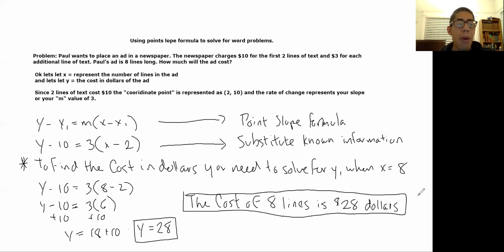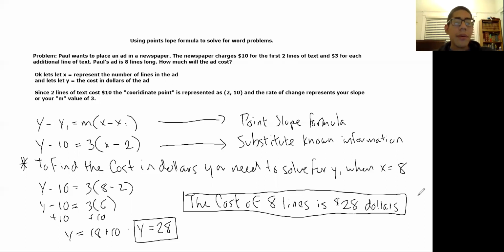So, problem. Paul wants to place an ad in a newspaper. The newspaper charges $10 for the first 2 lines of text and $3 for each additional line of text. Paul's ad is 8 lines long. How much will the ad cost? Okay, so the key with these kinds of problems is you have to look at what they're giving you and organize your information in a way that makes sense.